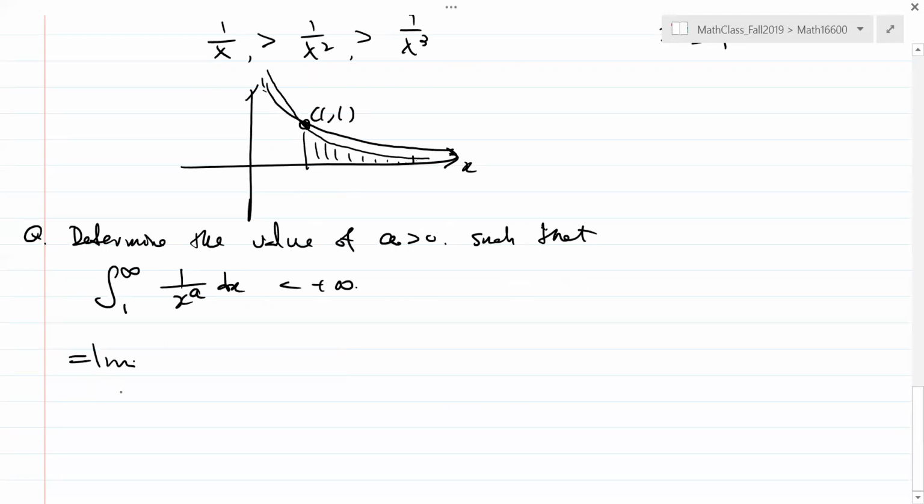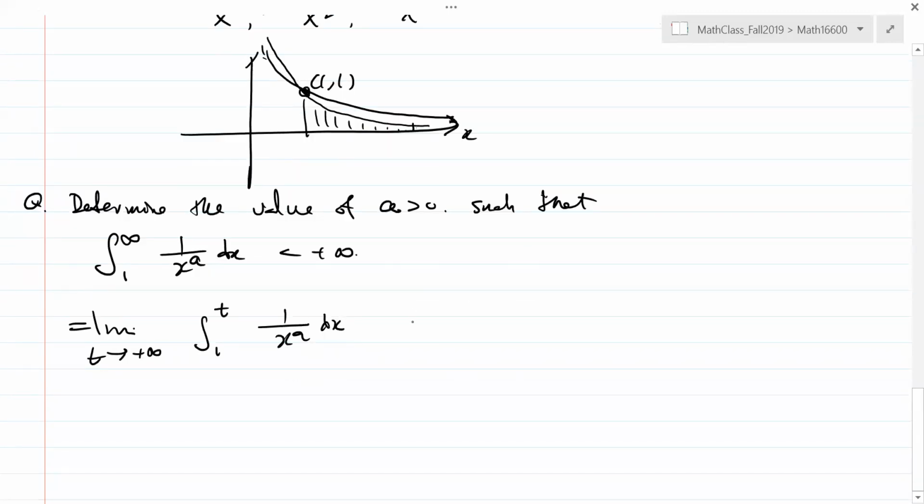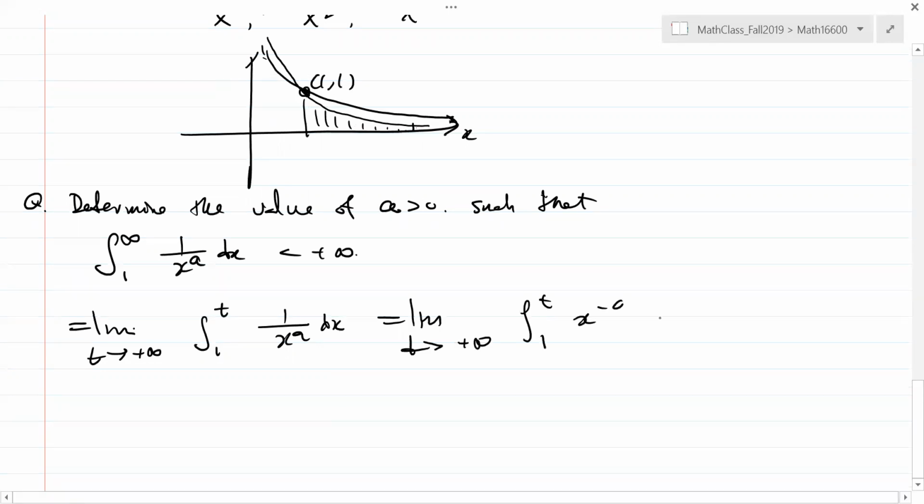This is as t approaches positive infinity, the integral from 1 to t. Then I'm going to find the antiderivative of x to the negative a dx, right? We have to make sure A is not going to be 1. Otherwise, the formula for the antiderivative will be different. So that is going to be 1 over (1 minus A), x to the 1 minus A, right?